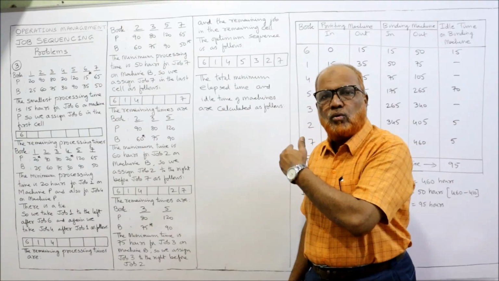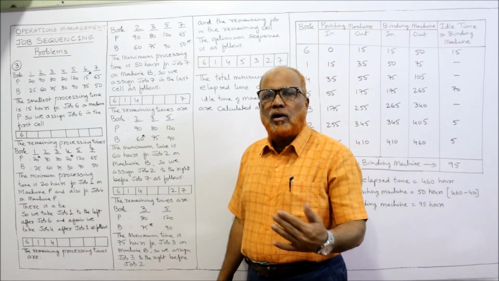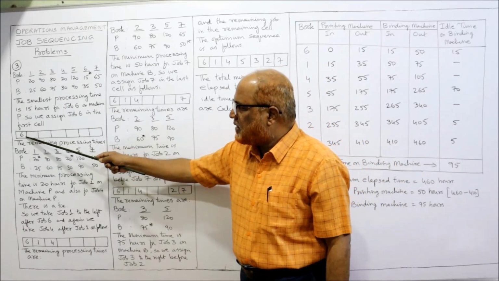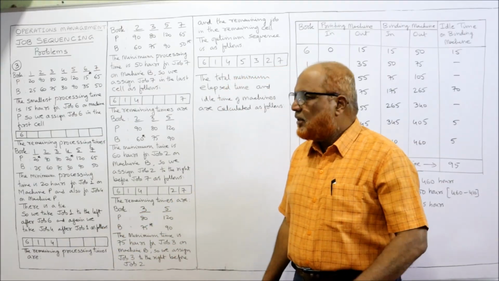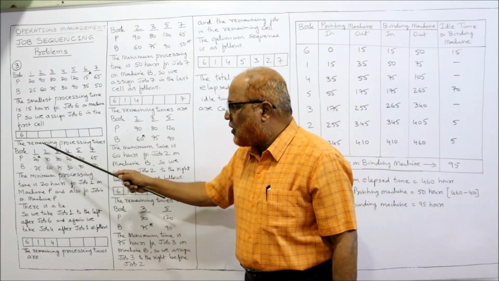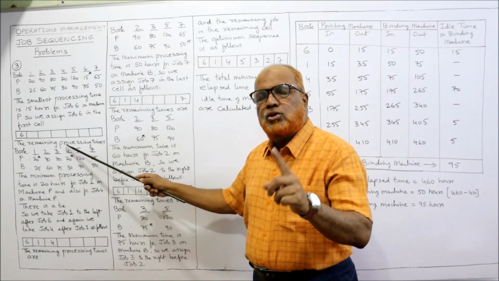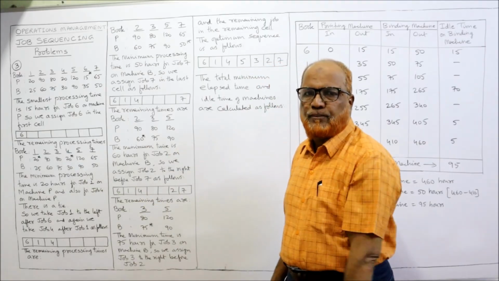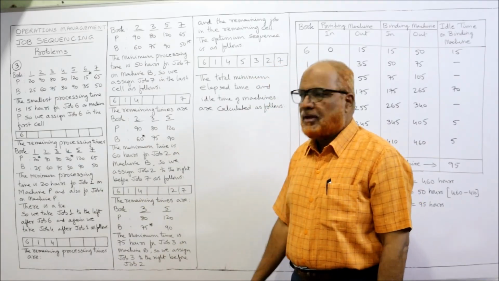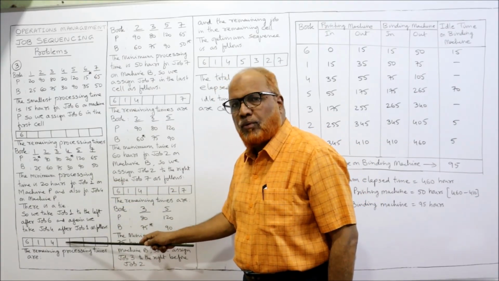First machine means we have to assign from the left. Already one book we have already assigned, sixth. The next two books are first book and fourth book. Both are on first machine only. So both first and fourth we assign from the left. After sixth we assign 1 and then we assign 4.